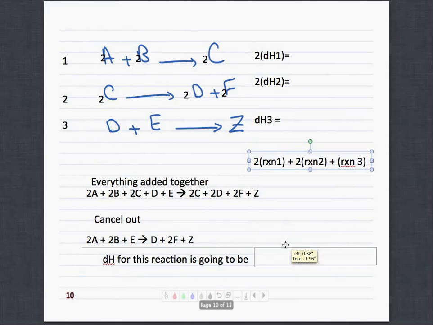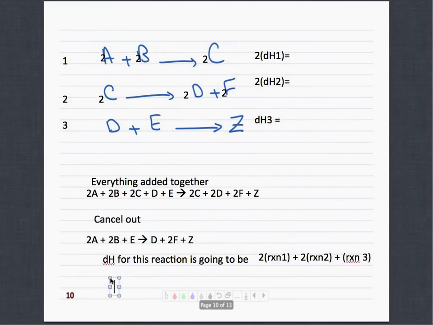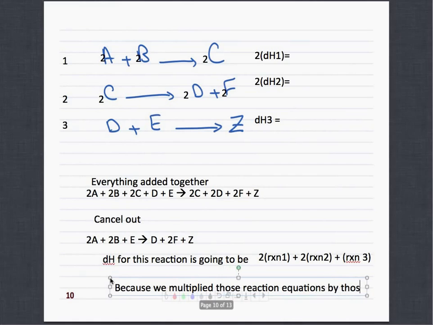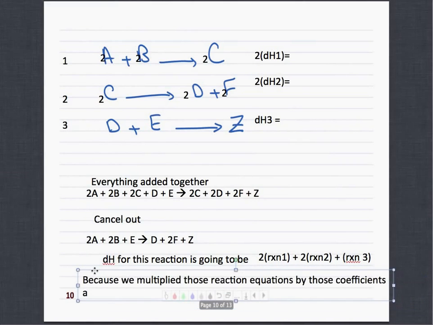Then 2A plus 2B, then I have 1D here and 2D here. So if I take the D to the other side of the arrow, which is now an equal sign, it's going to be D. Now what is the delta H for this reaction? It is the addition of all of these. So the enthalpy of this reaction is 2 delta H1 plus 2 delta H2 plus delta H3.